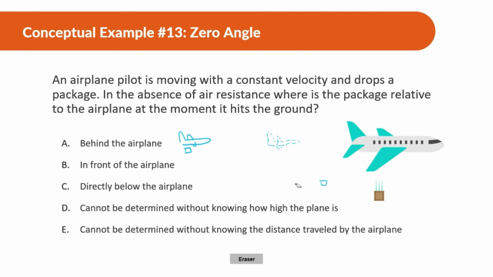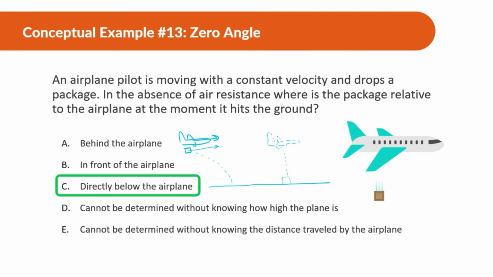What we should know is when this package gets dropped, this plane is going with a certain velocity. But when it gets dropped, this package is also going to be going with that same velocity. So it's going to be moving like this while that plane is moving. So when the pilot looks down, it should be directly below it. Because again, there's no acceleration in the x direction. It's not going to be speeding up or slowing down in the x direction. So it should have that same speed in the x direction when it hits the ground, and it should be directly below the plane. Hope that makes sense.